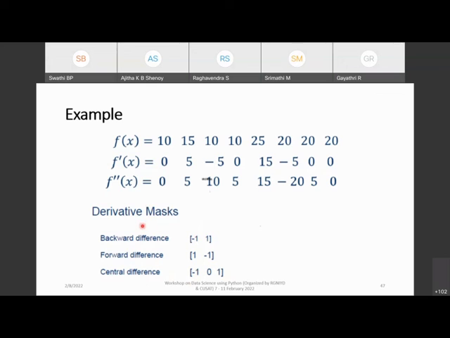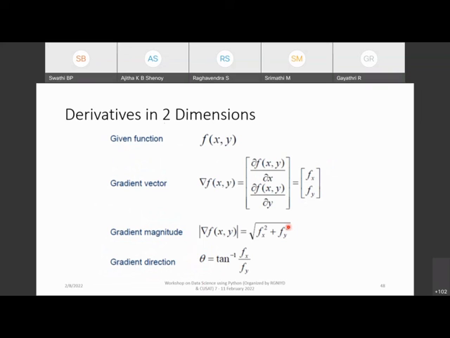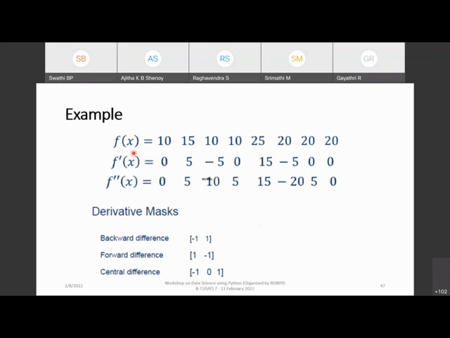So if you have an image I, the image is represented as a matrix. You just have to do filtering of I with this particular mask minus 1 1. You will get the backward difference, or image derivative. You can use the forward difference mask also, or the central difference mask also. You are going to get the derivative of the image. Here I have considered a one-dimensional function.